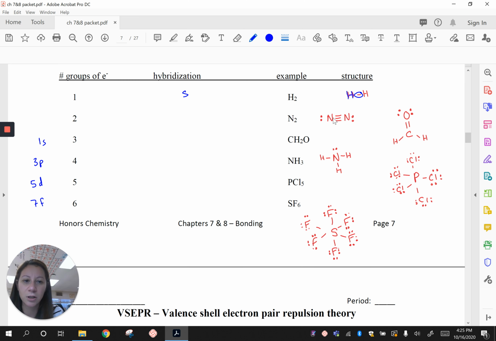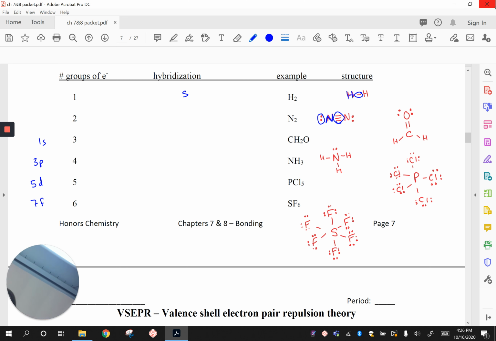Let's look at N2. Again, both nitrogens are equal here, so it doesn't matter which one you pick. I'm going to pick this nitrogen. And you count how many areas of electrons are around it. So this is an area of electrons, and then this is another area of electrons. The fact that it's a triple bond doesn't matter. It's still one area of electrons. They're all in one area. So there's a total of 2 areas of electrons around that nitrogen. That tells you there are 2 orbitals that mixed together. The first one's always an s, and then the second one is going to be a p.